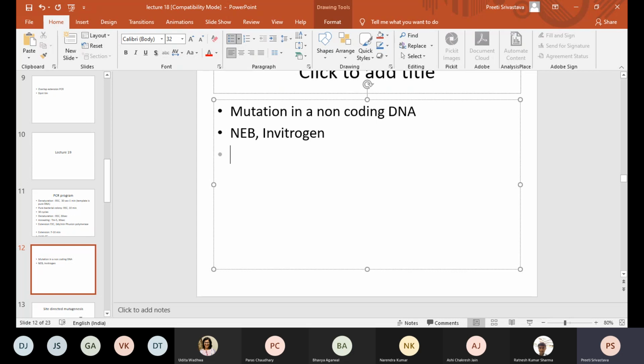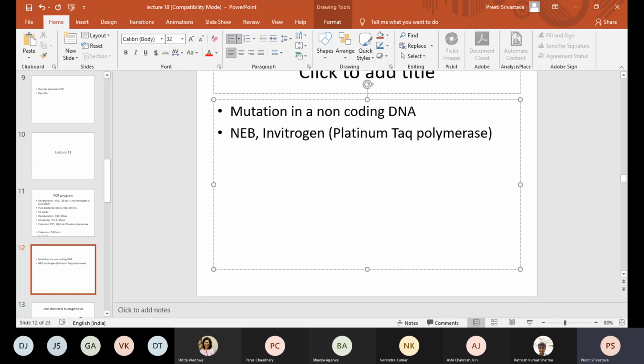So they come with a standard protocol. For Invitrogen, for Platinum, they recommend a reaction volume of up to 50 microliters, something like this. Likewise for NEB, they say that the final volume should be 30 microliters, and this is the standard. So if you want to scale up, everything has to be scaled up. And I think the more number of cycles you do, the chances of error would increase, even with high fidelity enzymes.